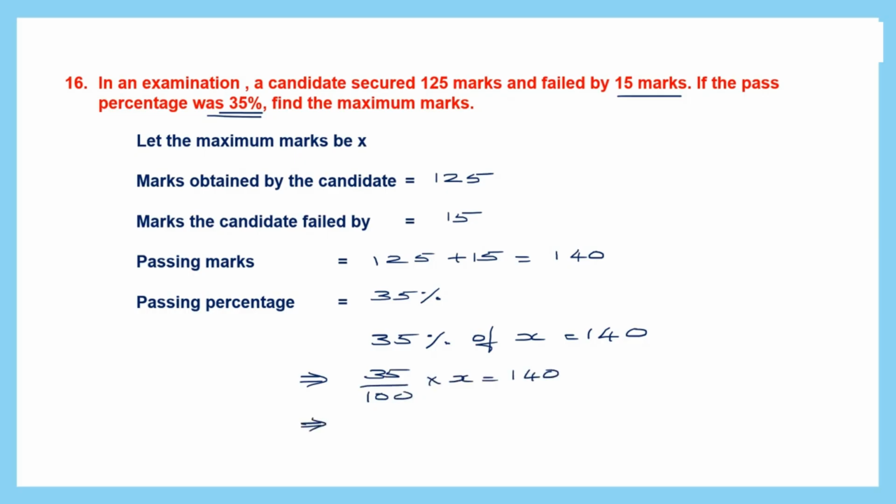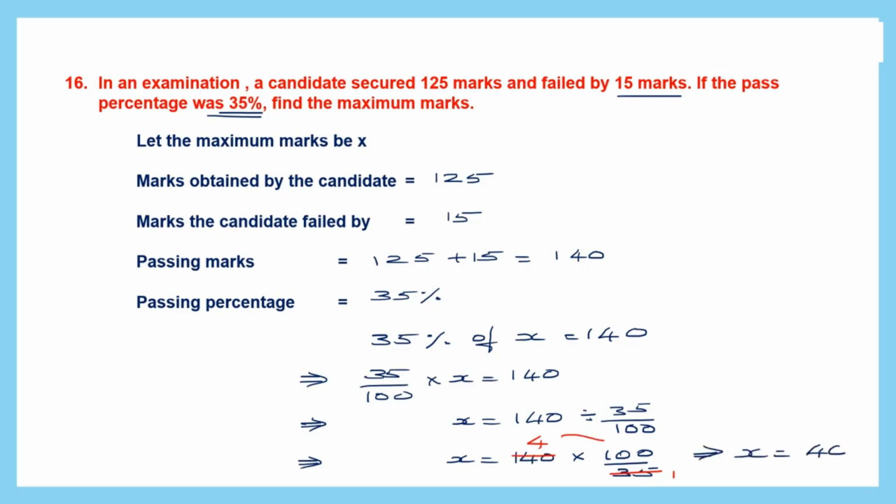Now if we have to find the value of x, we say x is equal to 140 divided by 35 by 100. Now this we're going to simplify. So here we have x is equal to 140 into 100 by 35. We are writing the reciprocal. Now let's cancel. So here I can cancel 35 and 140. 35 ones are 35. Now 35 into 4 is 140. Now I have to multiply the numerators. 4 into 100 is 400. So x is equal to 400.